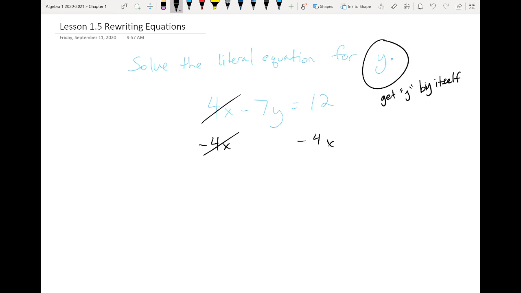Your 4x and minus 4x are going to cancel, and we're left with, on the left side, -7y, which is equal to the sum of 12 and -4x, which is just 12 minus 4x. It doesn't matter which order you write it in. You may write it as -4x plus 12. It's the same exact thing. And of course, now we're still trying to get y by itself. Well, what's happening to y? It's being multiplied by -7, so we are going to divide by -7.